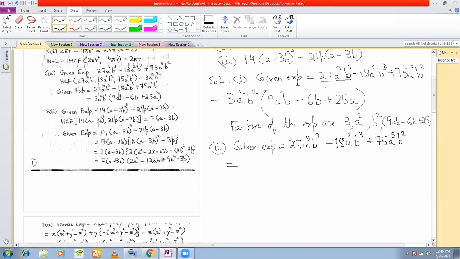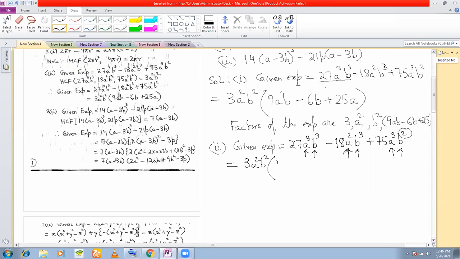How will I group? First, I'll take out the HCF of this 27, 18, and 75. The HCF of these three numbers is 3, right? Next, I'll see the variable a here. I have a cube here, a square here, a cube here. The lowest power is a square, so I'll take out a square. Next, I have b cube here, b cube here, b square here. The lowest power of b is 2, so I'll take out the lowest power. And after taking out, what am I left with?